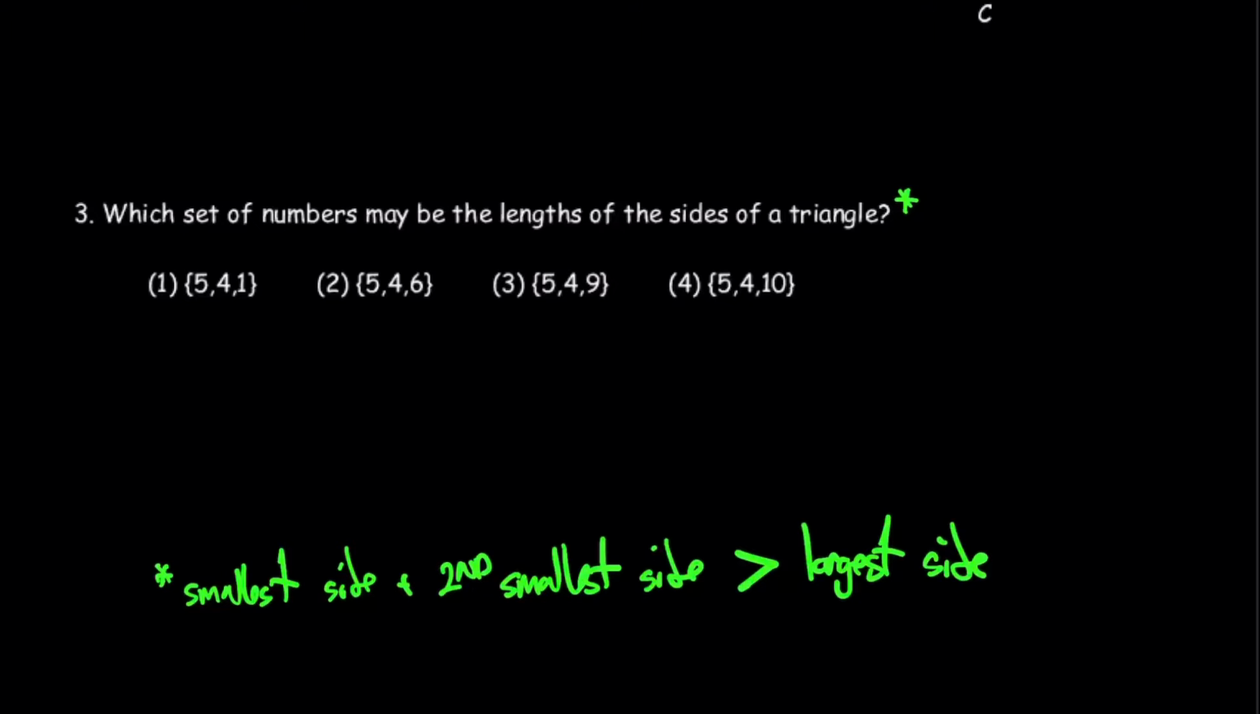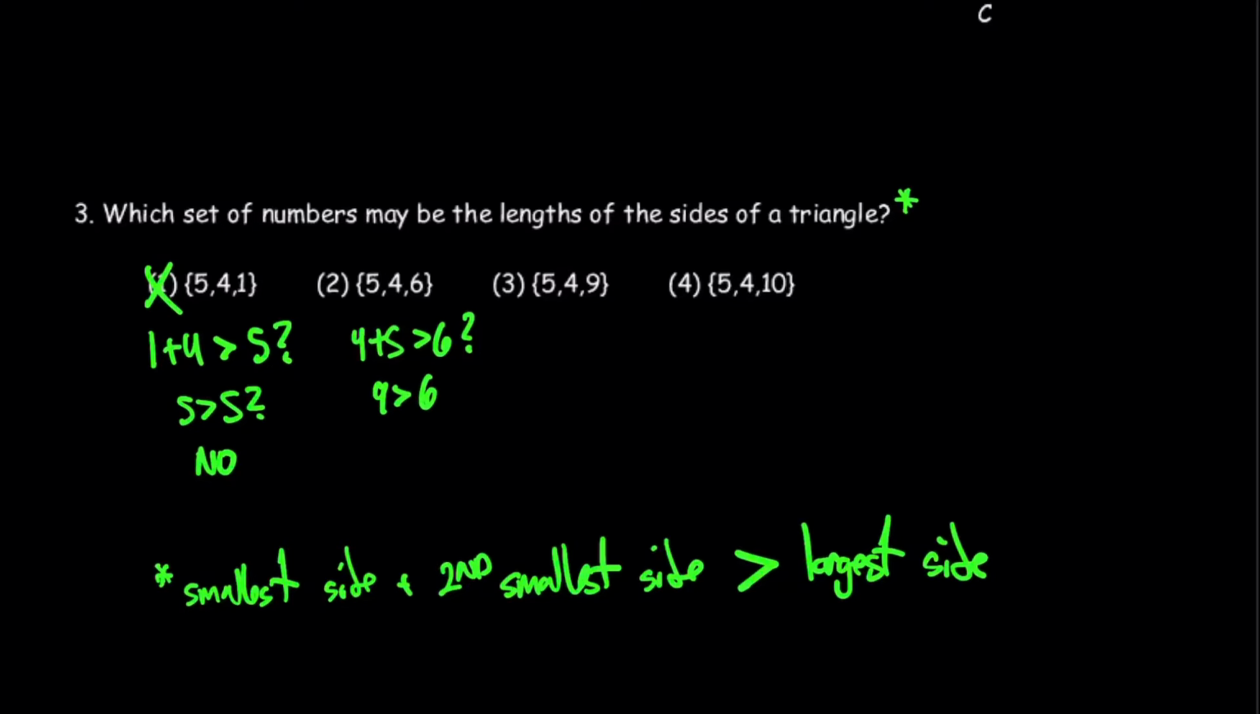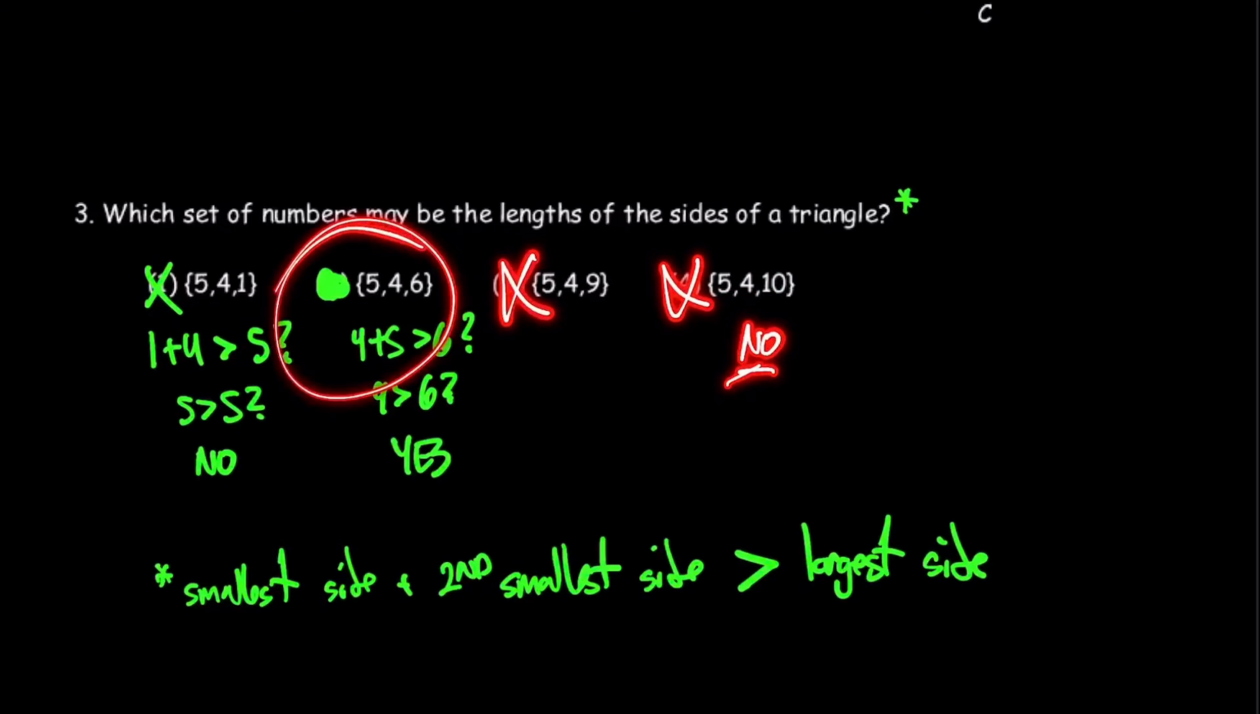So choice 1 is 1 plus 4 greater than 5? Is 5 greater than 5? No. So reject it. The next one, remember they have to be in order. Is 4 plus 5 greater than 6? Is 9 greater than 6? Yes. So that one you can make a triangle. We'll just go through and check the other ones, make sure they do not work. Is 5 plus 4 greater than 9? No. How about this one? Is 5 plus 4 greater than 10? No. So those don't work. Obviously, choice 2 is going to be our final answer.